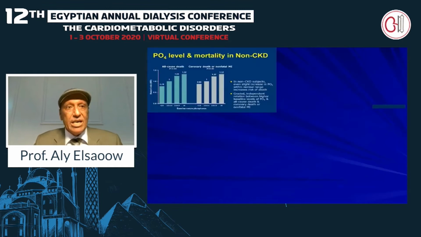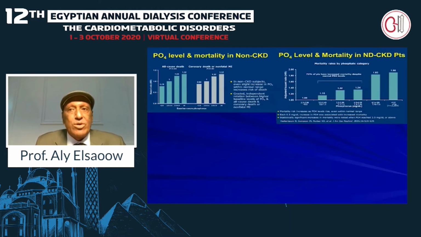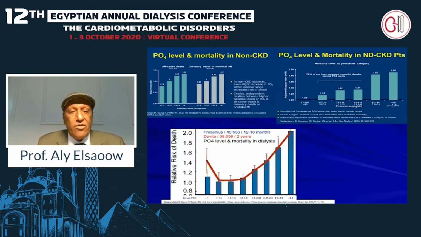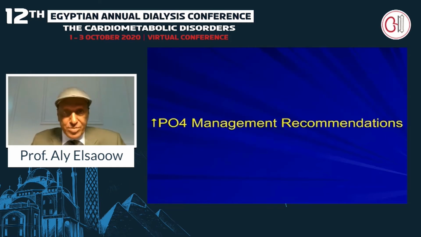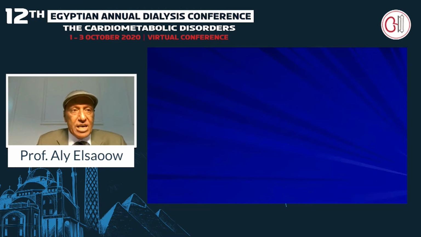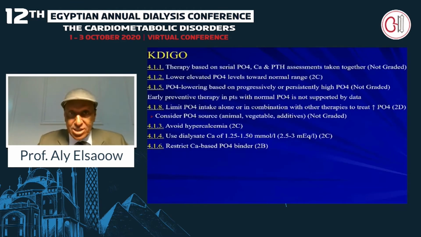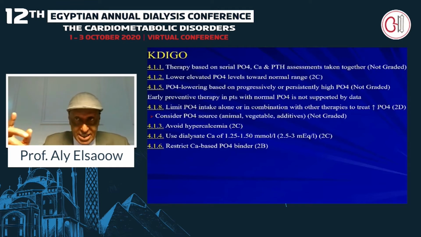And these graphs show you the phosphorus level and mortality in non-CKD patients, phosphorus level and mortality in non-dialysis CKD patients, and phosphorus level and mortality in dialysis patients in observational studies from 2 large dialysis providers in the United States. So, what are the current phosphorus management recommendations? According to KDIGO, the therapy is based on serial measurements of phosphorus, calcium, and PTH taken together. Aim for lowering elevated phosphorus levels toward the normal range. You use a phosphorus lowering strategy based on progressively or persistently high phosphorus and not a single reading.